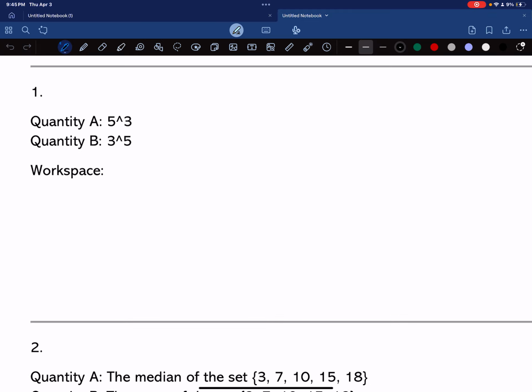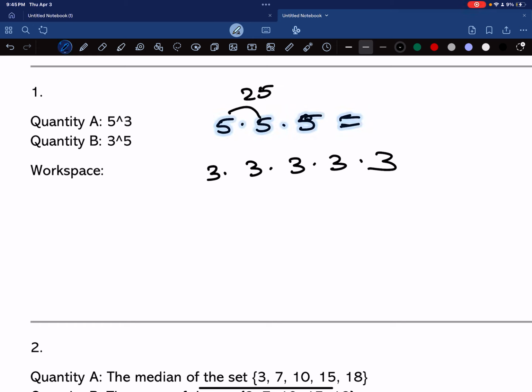So first problem, we have quantity A is 5 root 3, and then quantity B is 3 root 5. My first instinct is to just write it all out. You're given a whole 30 seconds for each problem like this. You should know how to solve this. So 25 times 5, which is 125 here.